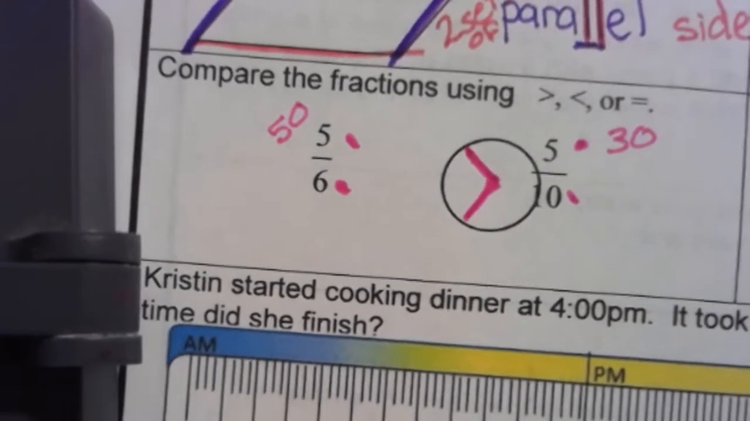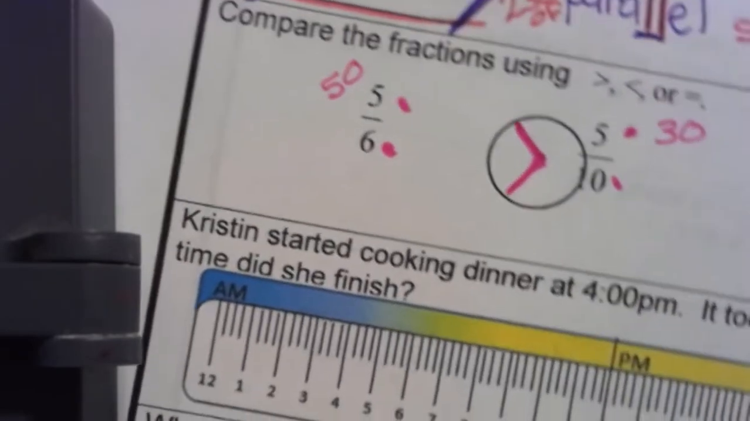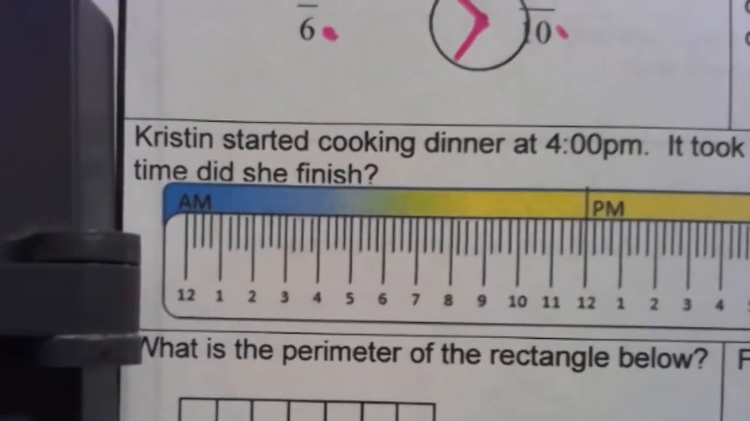And if I turn my paper, does it make an L? Nope. It is not an L, so it is greater than. That's the greater than sign.